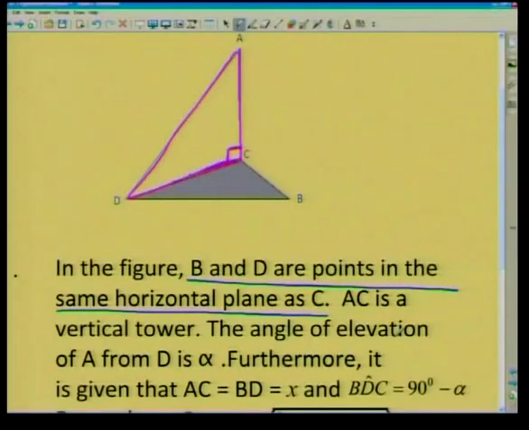So let's have a look at the question. The angle of elevation, now remember I talked to you about elevation. I said if this is your eye, normal line of vision, this would be your angle of elevation. It says the angle of elevation of A from D.